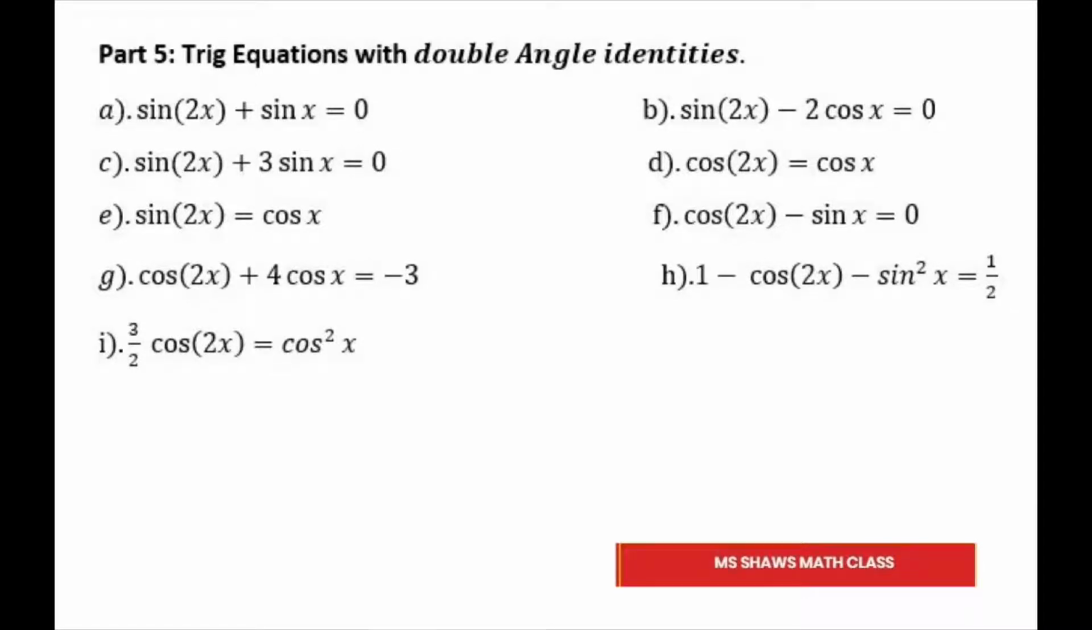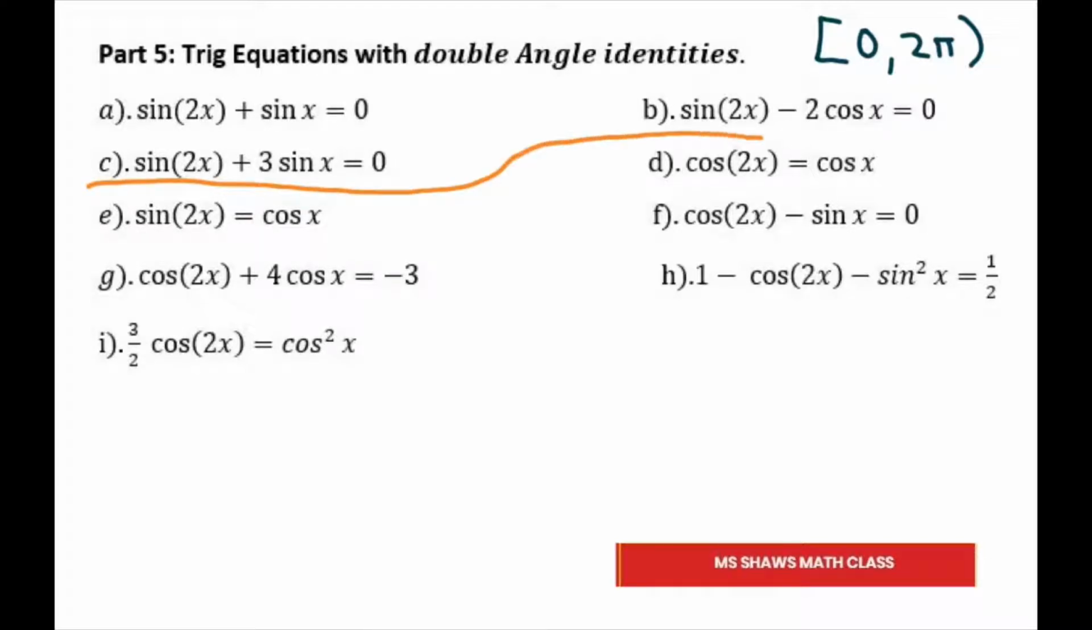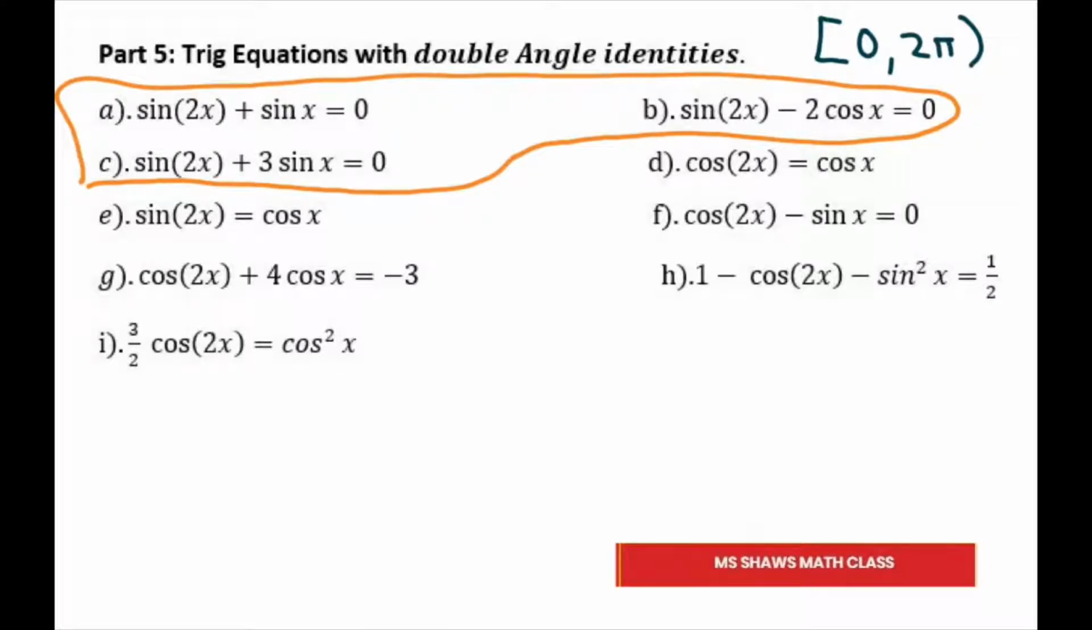Hi everyone, we're going to solve trig equations with double angle identities, and we want to do them on the interval 0 to 2 pi. So we're doing basically double angle identities for sine and cosine. In this video, I'm doing the first three problems. I'm going to split this up so the videos aren't so long. So these are the first three, and then the next two videos I'll split those up.